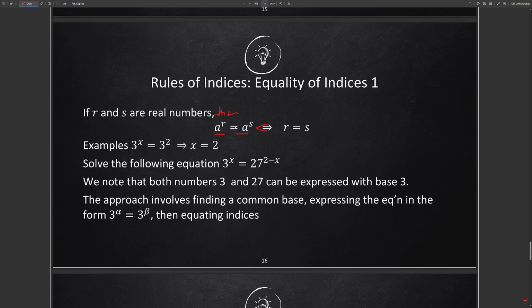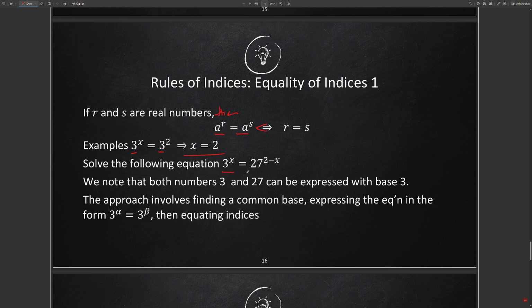And I make this point over and over because what this is telling us is that we have to solve for r and s now, right? For example, 3 to the power of x is equal to 3 to the power of 2. So the bases are the same here. So therefore we can equate r and s, so x is equal to 2. And that is true because 3 squared is equal to 3 squared.